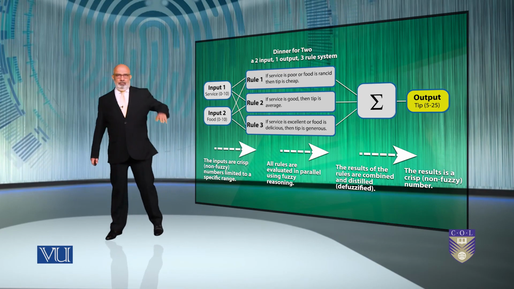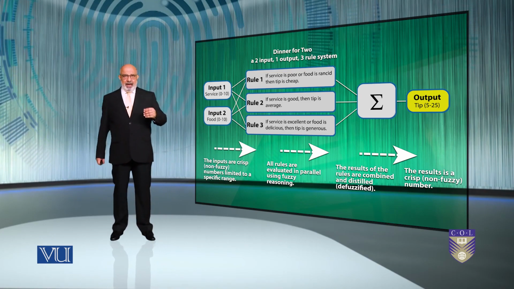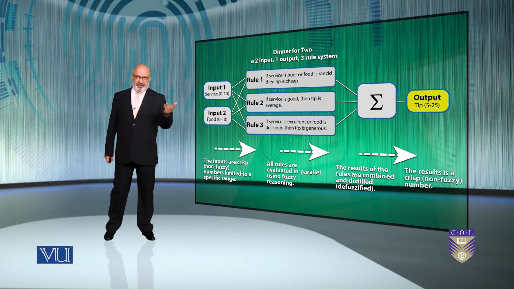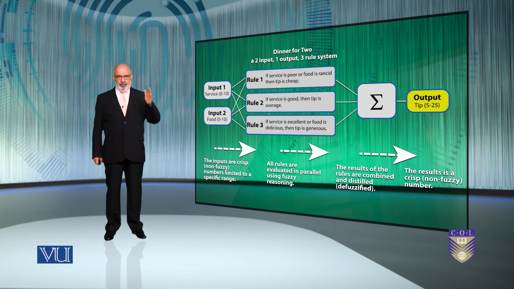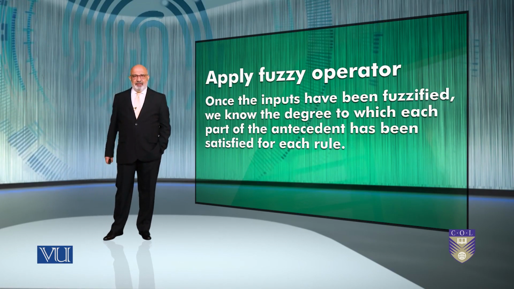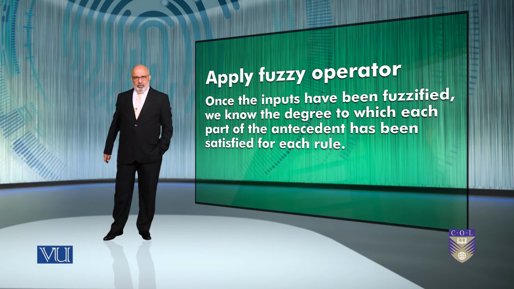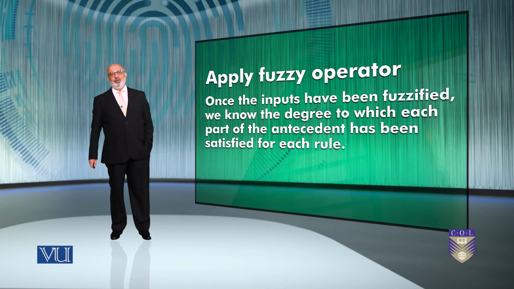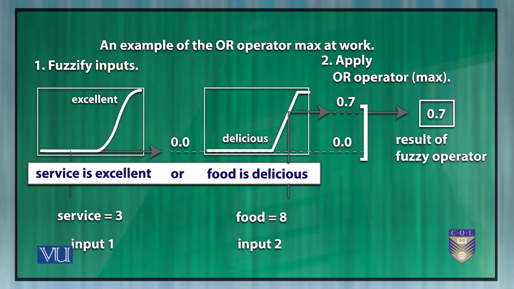All right. So first of all, you take inputs and you fuzzify the inputs. Fuzzification, you know how it is. You relate crisp values to fuzzy values. So once the inputs have been fuzzified, we know the degree to which each part of the antecedent, the left hand side, has been satisfied for each rule. If you look at the diagram again of the OR operator, max, that works.